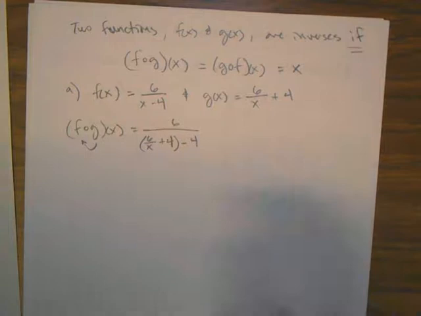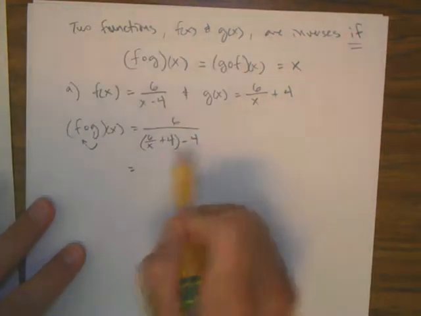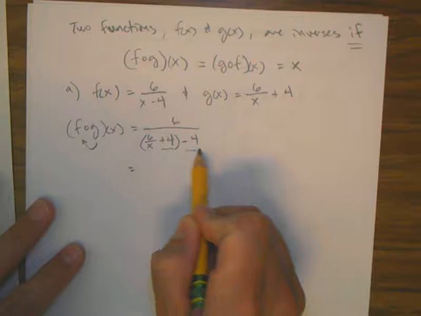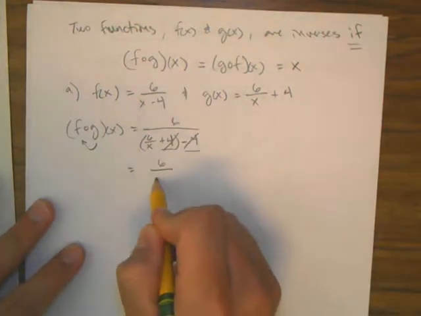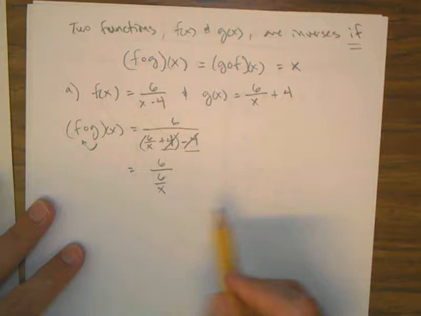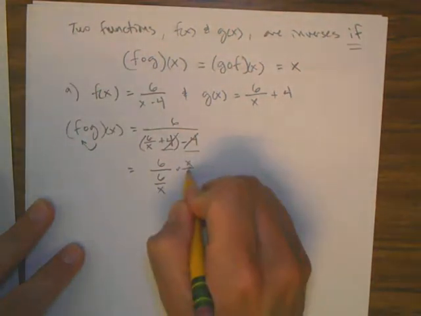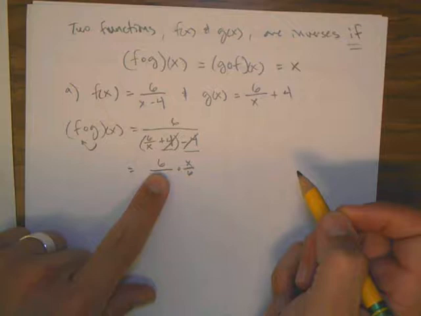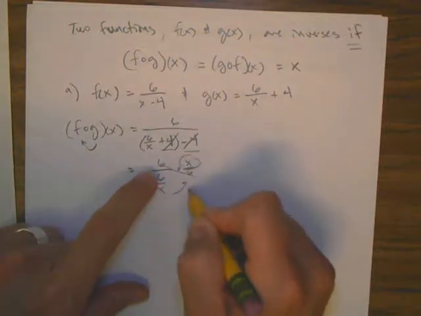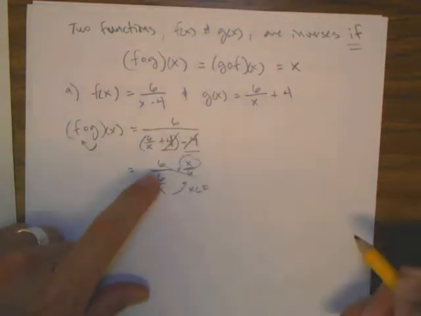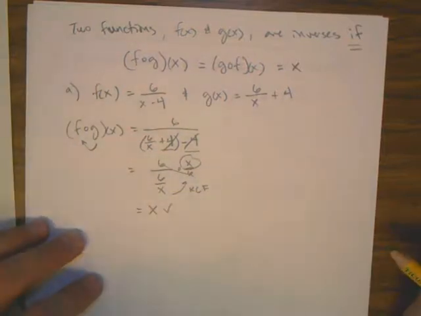The only thing I can do down here is combine like terms. Positive 4 and negative 4 go away. 6 over x. Keep, change to multiplication, flip your second fraction. Those go away, leaving me with x. So that's a keep, change, flip. Therefore, it equals x. Check. Now, that doesn't prove it enough. You have to prove g of f also equals x.